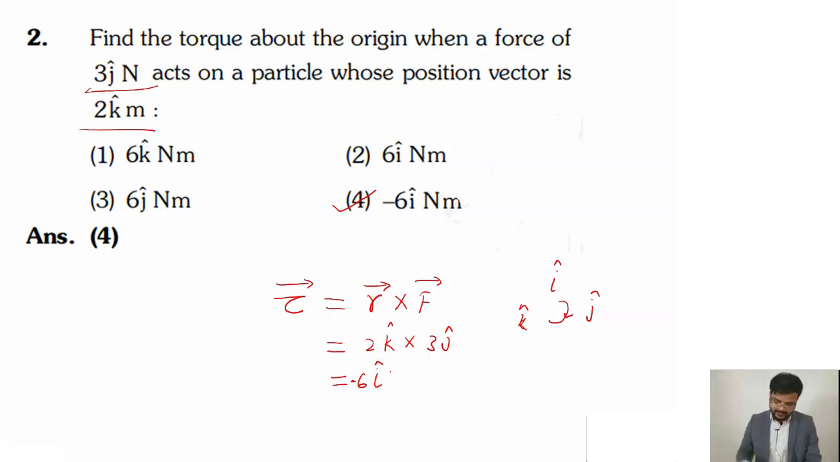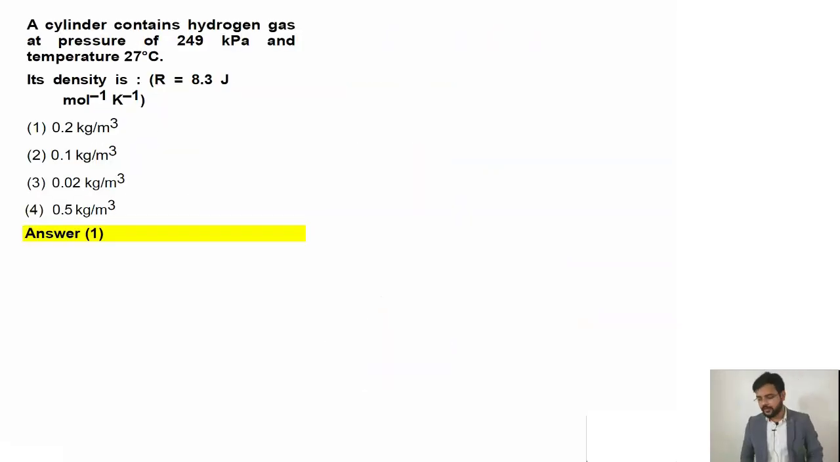Okay. So let's see question number 3 here. A cylinder contains hydrogen gas at a pressure of 249 kilopascal and temperature 27 degrees Celsius. R equals 8.3 joule per mole per Kelvin. So he is asking what is the density. The pressure is given, the temperature is given, and the R value is also given over here. He is asking for the hydrogen gas.